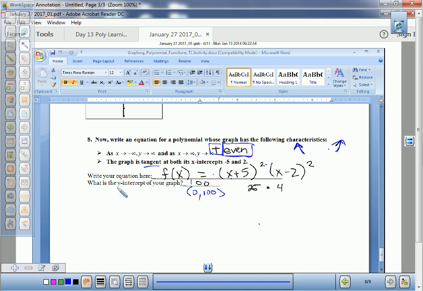Now, for mine, what is the y-intercept of the graph? The easiest way to find the y-intercept is to plug in 0 for x. So the x goes away. Plug in 0 for x. The x goes away. 5 squared is 25. -2 squared is 4. 25 times 4 gives me the y-intercept of (0, 100).